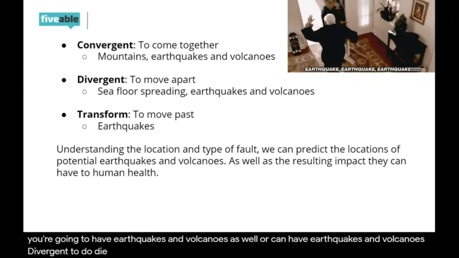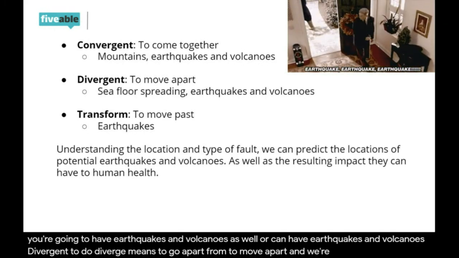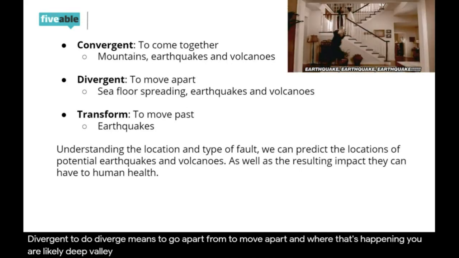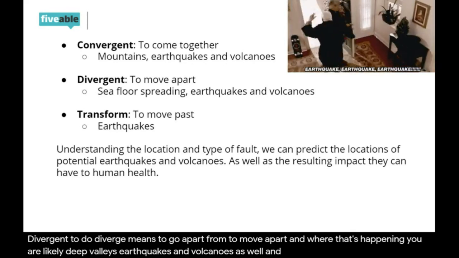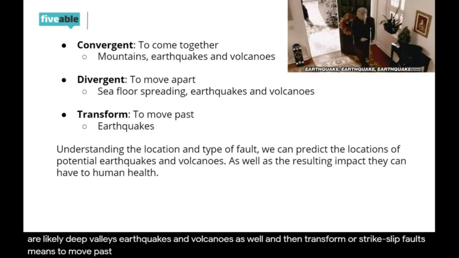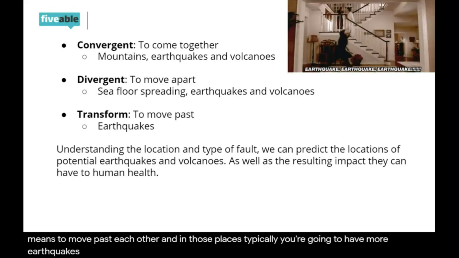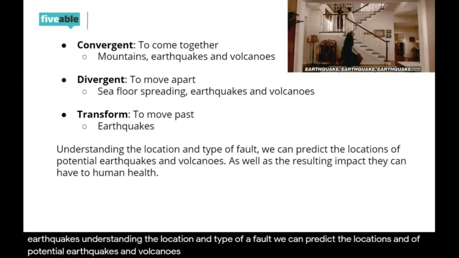Divergent, to diverge, means to go apart from, to move apart. And where that's happening, you are likely to have seafloor spreading, very deep valleys, earthquakes and volcanoes as well. And then transform or strike slip faults means to move past each other. And in those places, typically you're going to have more earthquakes. Understanding the location and type of a fault, we can predict the locations of potential earthquakes and volcanoes, as well as the resulting impact they can have on human health.